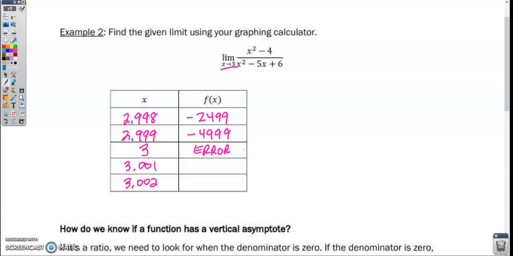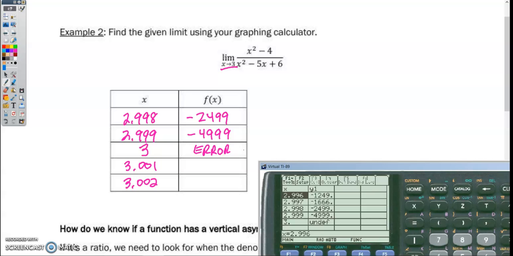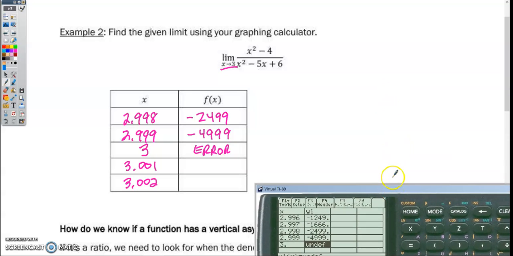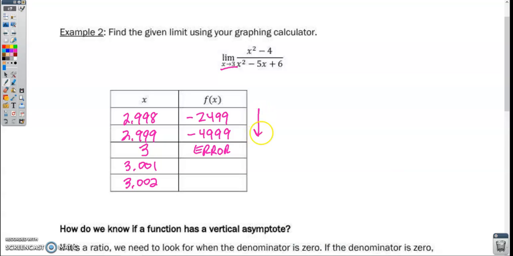And on my calculator, I can look at values a little further away. Notice we see negative 1249, negative 1666. If we go even further away, you see we get smaller and smaller negative values. But what happens is, as x is getting closer and closer to 3, the y values that you see in this column are becoming larger and larger negative values until we get to 3. So from this side, the limit is approaching negative infinity. So the limit as x goes to 3 from the left of this function would be negative infinity.